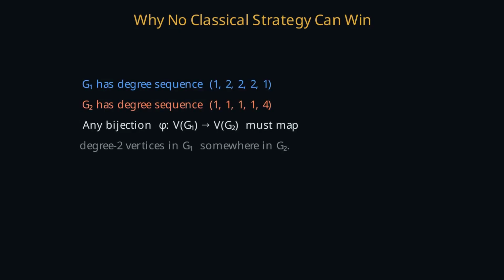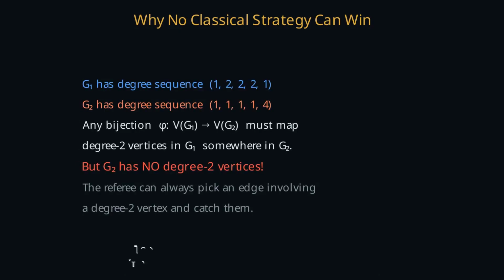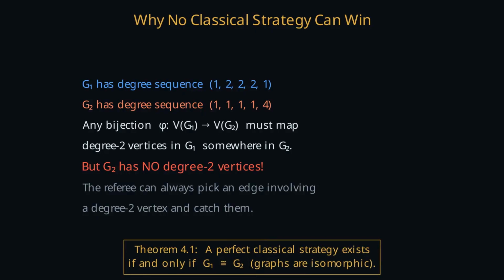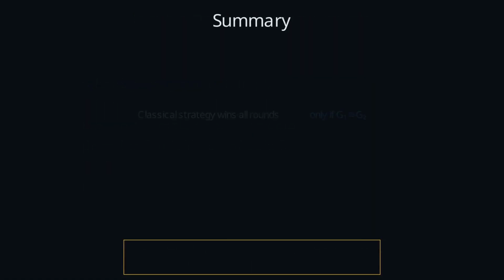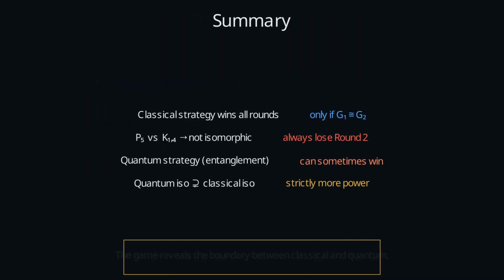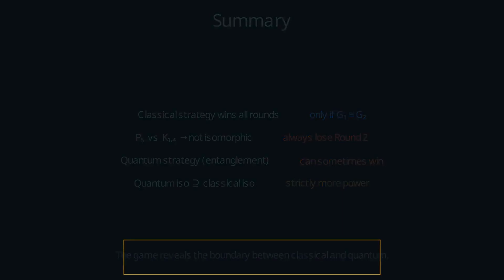The underlying reason is structural. G1 has degree 2 vertices, while G2 does not. So any bijection between them must break adjacency somewhere, and the referee can always exploit that. So we conclude, a perfect classical strategy exists if and only if the 2 graphs are isomorphic. Here they are not, so classical players must fail.